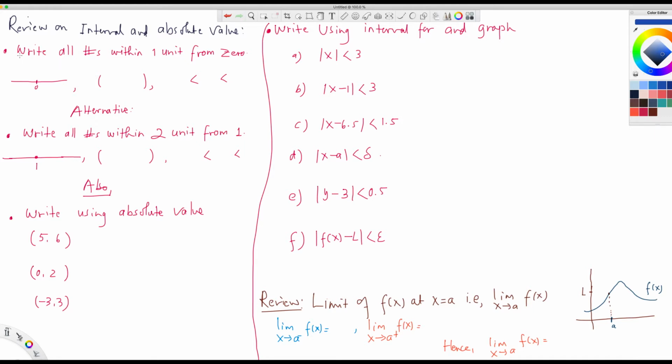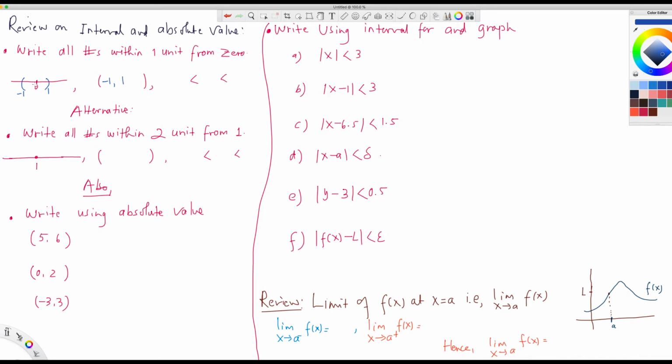So let's see the first example. Write all numbers within 1 unit from 0. So this is 0, right? Within 1 unit. So 1 unit right to 0 is 1, and 1 unit left to 0 is -1, right? So how can you write this using interval? It is -1 through 1. You see that?